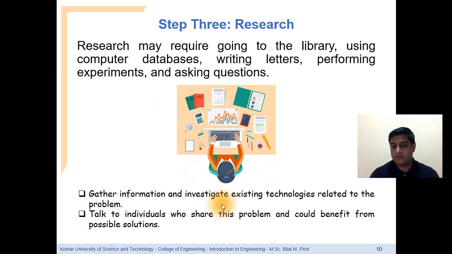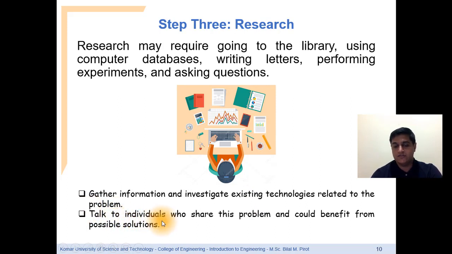Gathering information and investigating existing technologies related to the problem. Sometimes the same problem might have happened before somewhere. There may be a specific solution, there may be a specific computer program, or a device, or a technological innovation for solving this type of problem. So it is very important to find enough tools to solve your problem, because it saves time for you.